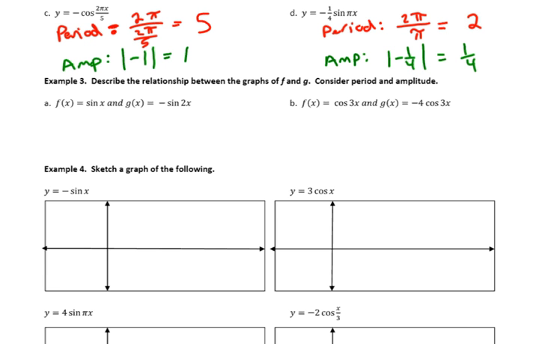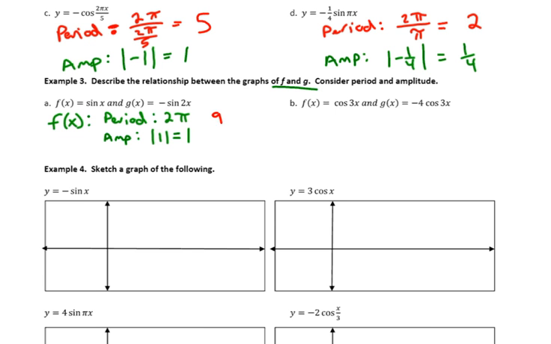So when I'm looking at describing the relationship between these two graphs, I want to consider the period and the amplitude. So in f of x, we've got a period of 2 pi, and I'm going to divide it by 1, so I don't have to actually do that. And I've got an amplitude of the absolute value of 1, which is 1.